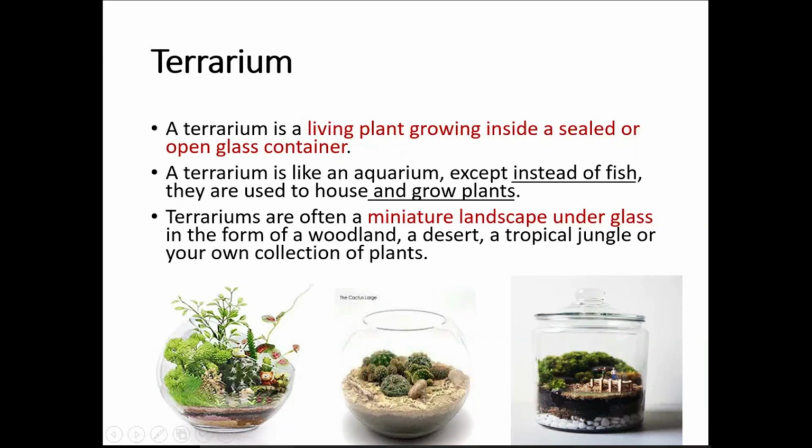And not only an aquarium bowl, even if you have any glass jar, any transparent thing, you can create a habitat. That's why it's called a miniature landscape under glass. Whatever we see outside, if you go to a normal tropical jungle, you can see various types of plants. If you go to the desert, the desert biodiversity, you will see some plants. If you go to a woodland jungle, you will see some plants. What we have seen outside is exactly replicated inside a glass jar.